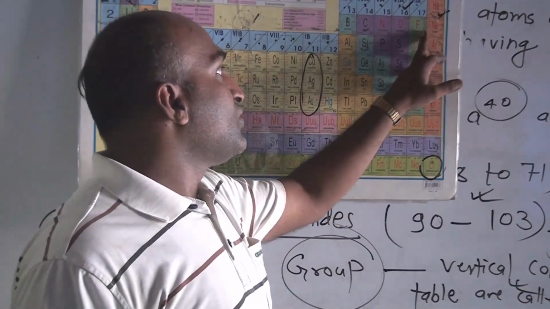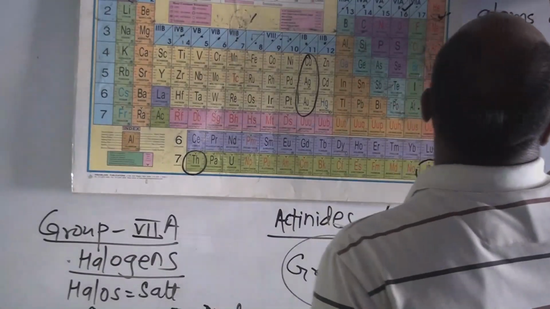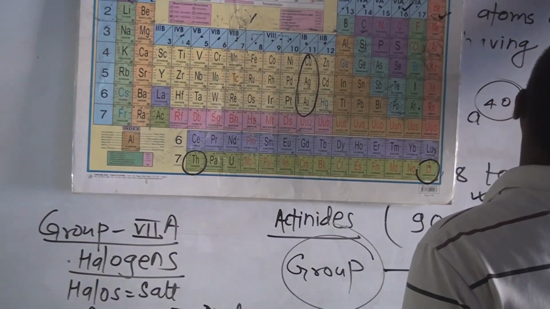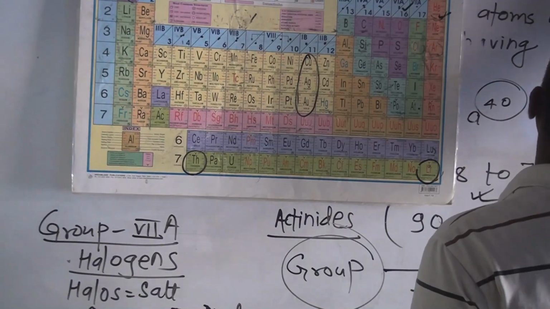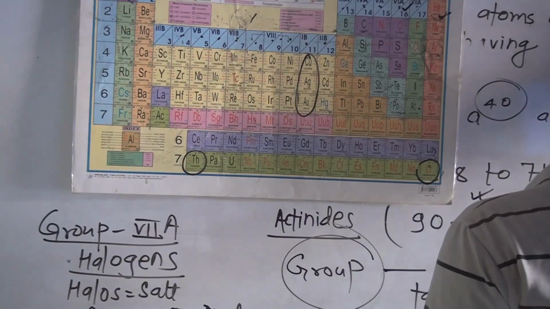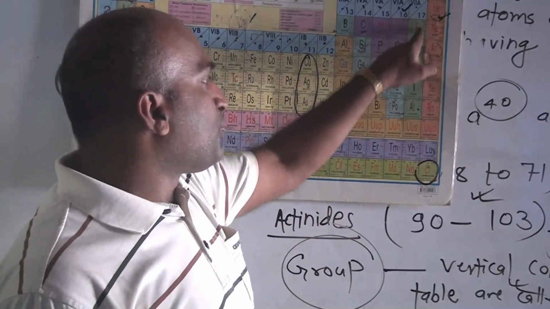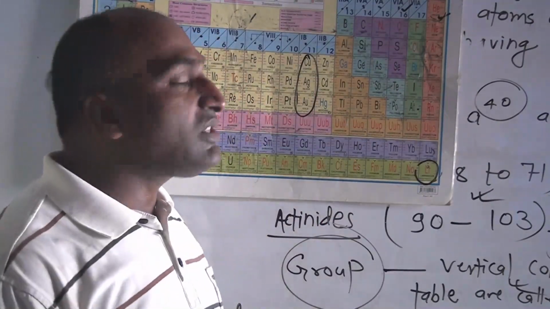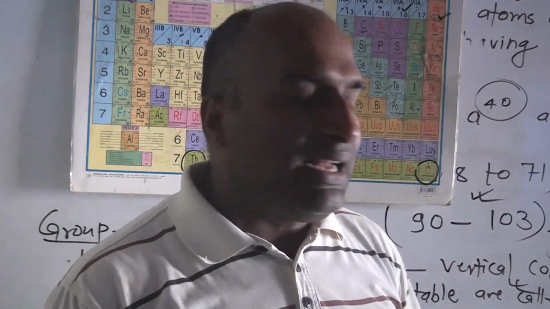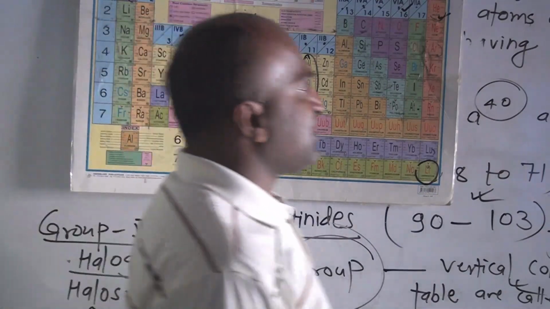Take fluorine. The electronic configuration of fluorine is 1s2, 2s2, 2p5. It means that it has 7 valence electrons. All these elements of group 7A have 7 valence electrons, and they require only 1 electron to complete their octet. So they are highly reactive nonmetals. They have the tendency of gaining, accepting electrons.